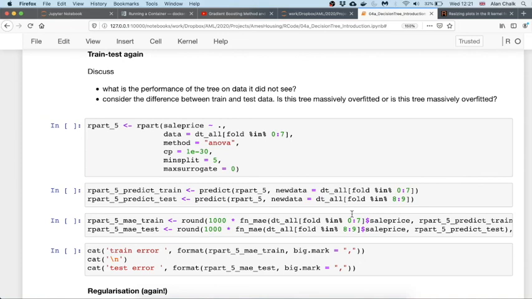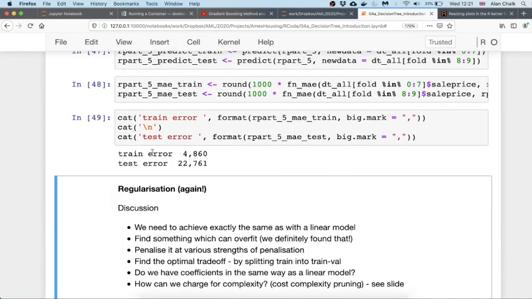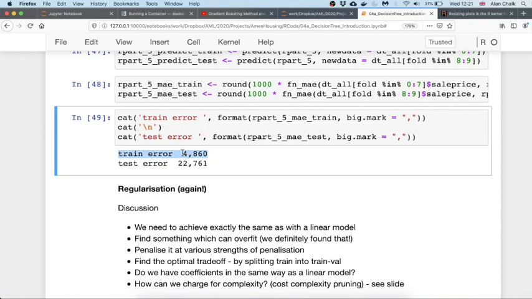What's the performance of the tree on data it didn't see? Very simple. We'll train the tree just on the train data. And here you can see overfitting beautifully illustrated. The train error is incredibly small, $4,800 mean absolute error. That's much better than anything we achieved with our linear regression, but unsurprisingly the test error is fairly horrific, 22,000. That's much worse than our best models so far. A classic case of overfitting.